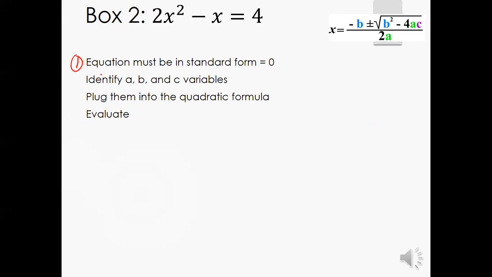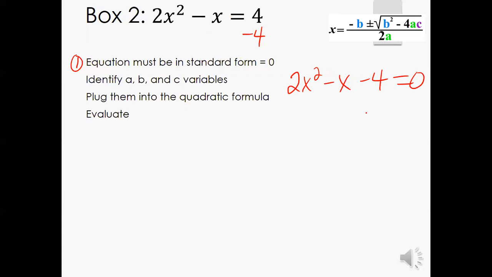Step 1 is you want to make sure the equation is equal to 0. So looking at what you have right now, 2x squared minus x equals 4, is it equal to 0? No. What do I need to do to equal it to 0? Subtract 4. So I'm going to subtract 4 from both sides, and I'm going to be left with 2x squared minus x minus 4 equals 0. That's step 1.